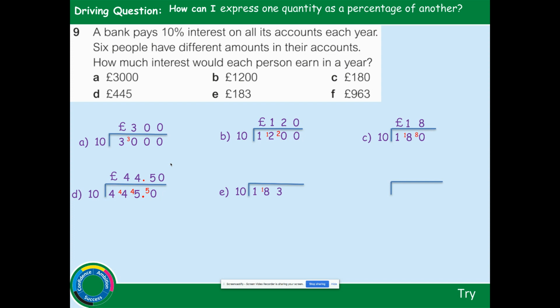£183. 10 into 18 is 1, remainder 8. 10 into 83 is 8, remainder 3, so we have to put our decimals in and give a 0 there to give that 3 some value. 10 into 30 is 3 times. It's money, so we need a 0 on the end to make it 30p. Okay, here we go. 96, remainder 6. 10 into 96 is 9, remainder 6, remainder 3, so we've got to have a decimal. Add the 0. 10 into 30 is 3. And we put a 0 on the end to make it 30 pence.